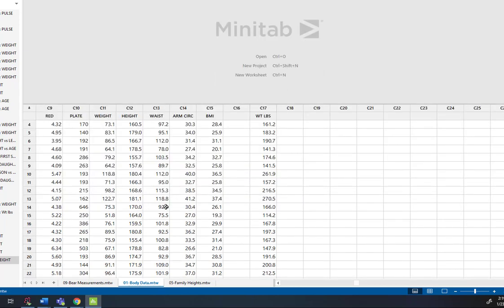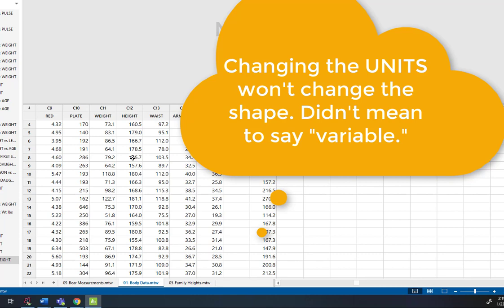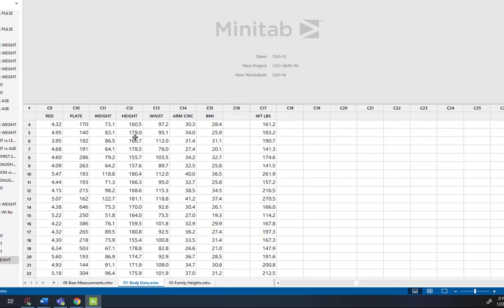So here's our copy of Minitab, and I have this file that we've looked at briefly a couple times before with heights in them. Now these heights are in centimeters, but it doesn't matter. Changing the variable will not change the shape of the data. It will change its location left or right, but everybody the same amount, but it won't change the shape. And so we'll work with these heights that are right here.